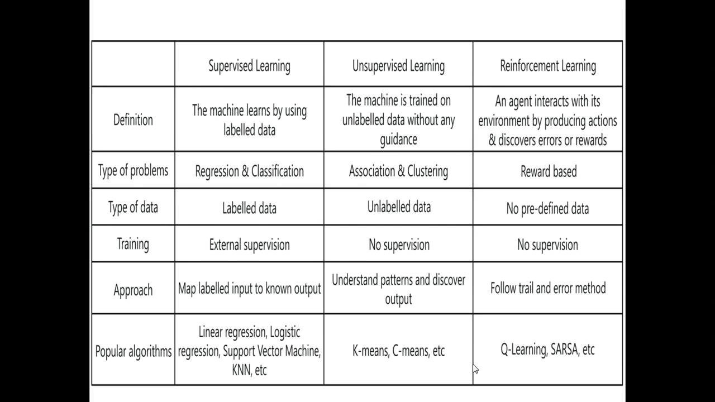The different types of problems we usually have in supervised learning are regression and classification. In unsupervised learning, we have association and clustering, and in reinforcement learning, it's basically reward based problems. As for the type of data, in supervised learning we have labeled, predefined data sets, while in unsupervised learning we have data that is unlabeled, and in reinforcement learning we do not have any predefined data.